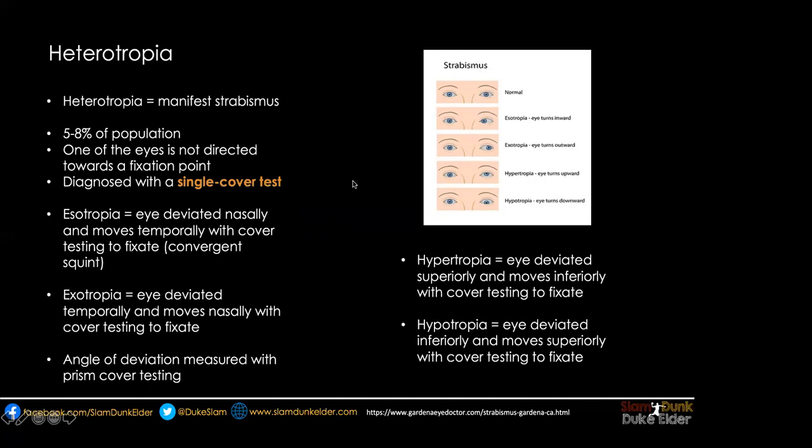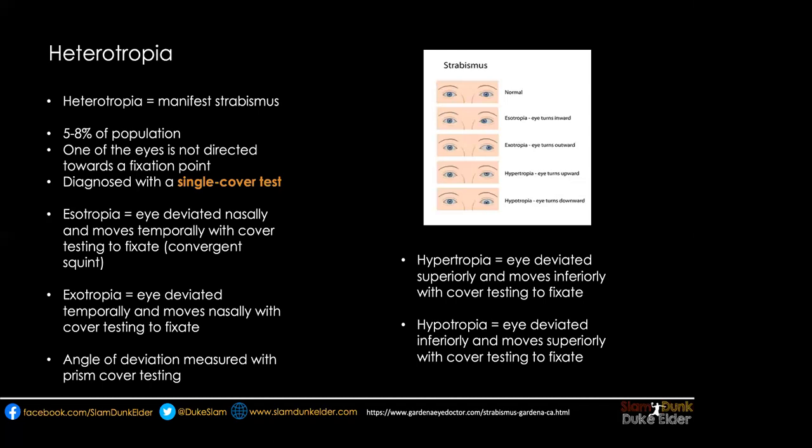So what you do here is you occlude one of the eyes, and you're looking at the non-occluded eye to look for a shift in fixation. So the eye will move. If there's no movement, that's orthotropia. So there's no malalignment, it's fine. But if there is a shift in the eye, if you're covering one eye, you're looking at the other eye, if there's a shift in movement, that's a tropia. So there's 4 different types.